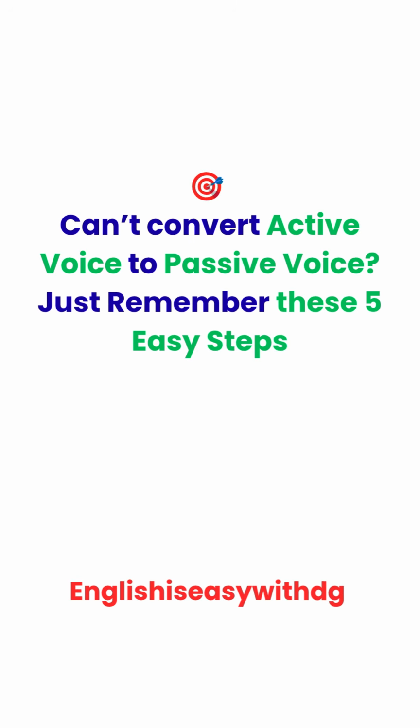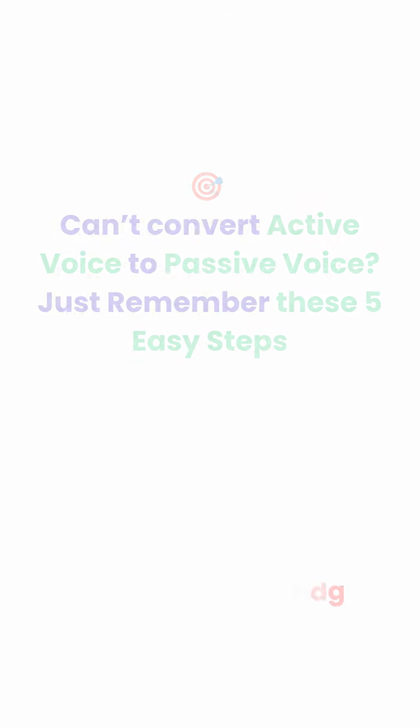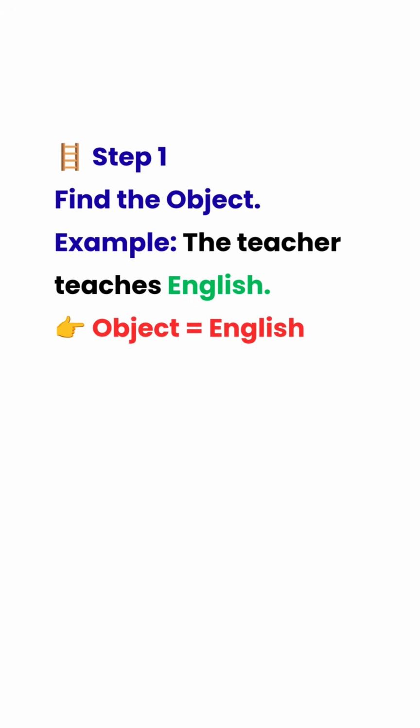Don't convert active voice to passive voice. Just remember these 5 easy steps. Step number 1. Find the object. For example, the teacher teaches English. So English is an object.